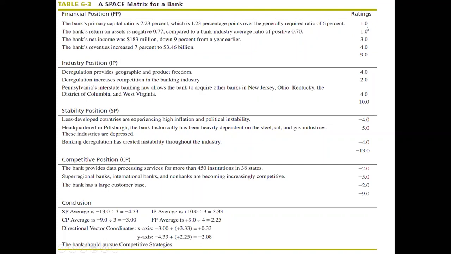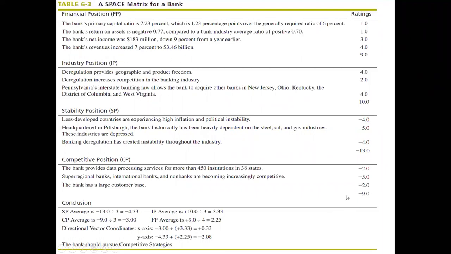Now we have to add these factors. 1 and 1 makes 2, 2 and 3 makes 5, and 5 and 4 makes 9. So 9 is the financial position dimensional total. Same way we do industry position, stability position, and comparative position. After industry position, we get the total value of 10. This is just some of the factors we have given. Out of stability position, as the values are in negative connotation, the value is negative 13. And in case of comparative position CP, we get the total of -9.